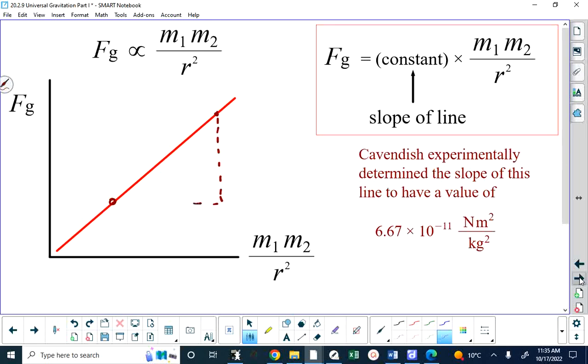Now, if you look at the units here, your rise will be in newtons, your run will be in the units of this, which are kilograms times kilograms over meters times meters. When you take newtons divided by kilograms squared per meter squared, you get this set of units for that constant.